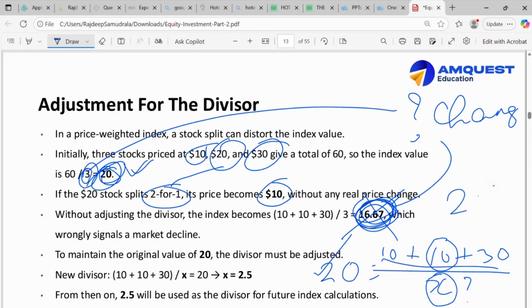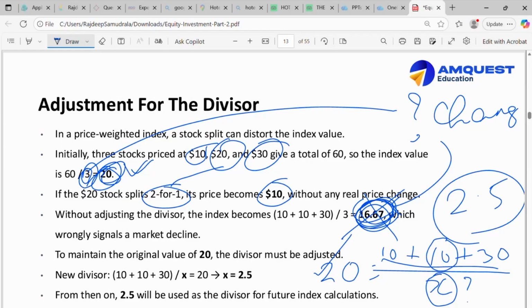And you'll realize the number is 2.5, which means that effectively what happened? You're going to now change the denominator. Want to open that? Right? So in a split, the denominator will change to the extent of the value that the same answer will come to you.